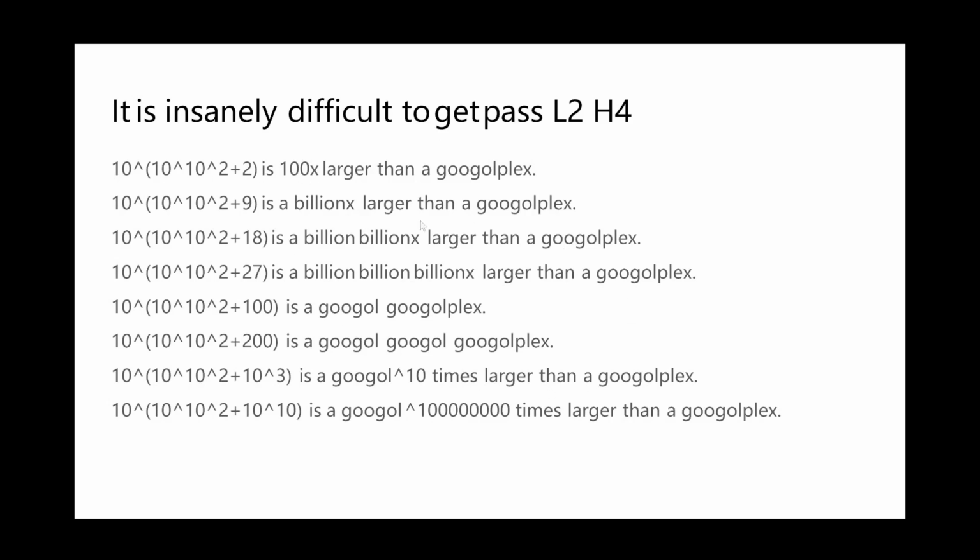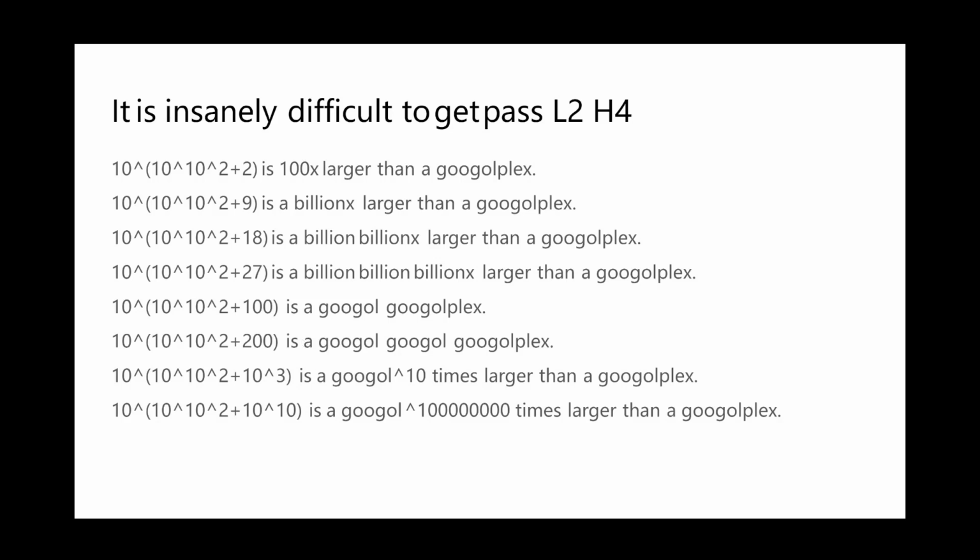So we can have these gigantic numbers like 10 to the 10 to the 10 to the 2 plus 2, which is already 100 times bigger than a googolplex. So googolplex is huge, and then you have to imagine 100 googolplexes. And then this plus 9 is a billion times larger than the googolplex, and plus 18 is a billion times larger again. And 27 is one more billion, and then this plus 100 is a googolplex. So you have to imagine googol many googolplexes, and 200 is googolplexes. So you have to imagine googol many googol.